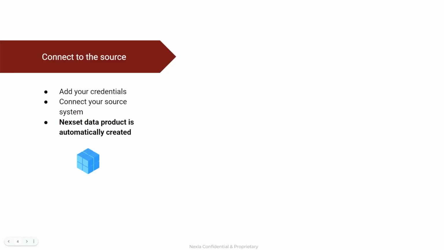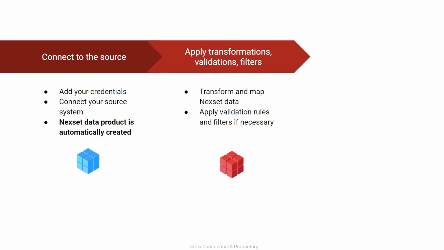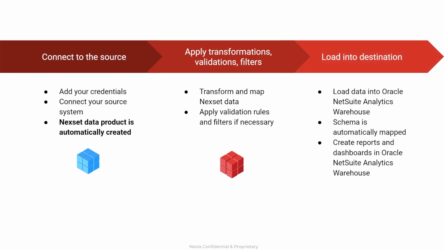Building a data flow in NetSuite requires as little as 3 simple steps. First, connect to your source, in this case, QuickBooks Online, where a next set data product will automatically be created. Second, we'll schedule our data refresh frequencies, perform data transformations if needed, and apply validations and filters on the data. Finally, we'll send our data to our destination. In this example, that will be NetSuite Analytics Warehouse.